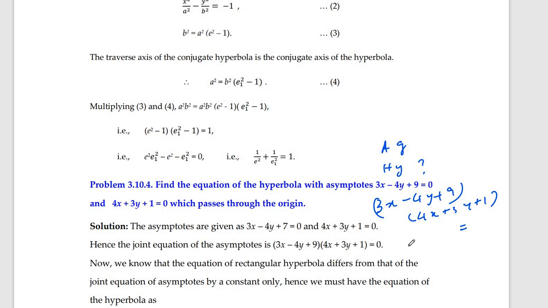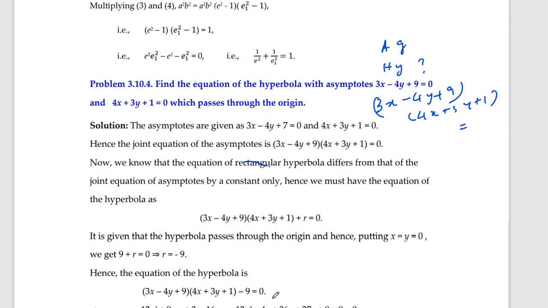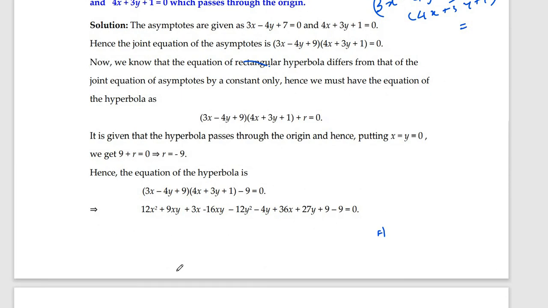Now we know that the equation of a hyperbola differs from the joint equation of asymptotes by a constant only. Hence we must have the equation of the hyperbola as this. It is given that the hyperbola passes through the origin. So putting in x equal to y equal to 0, we get the constant to be this. So this is the simplified form.